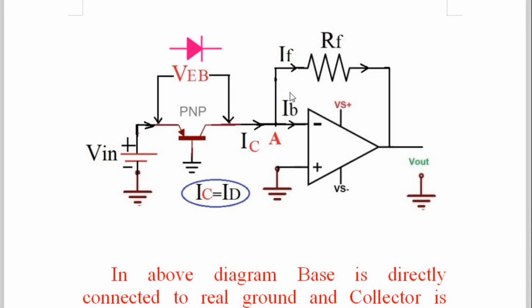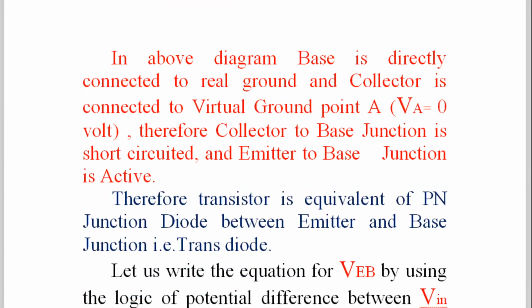So look at the diagram again very carefully. Remember the diagram, and whatever I have explained to you, all those things we are going to proceed slowly in the derivation. So let us see here. In above diagram, base is directly connected to real ground and collector is connected to virtual ground point A, where VA is equal to 0 volt. Therefore, collector to base junction is short circuited and emitter to base junction is active.